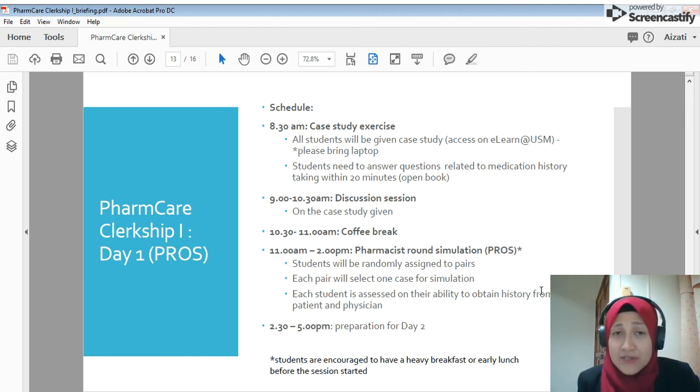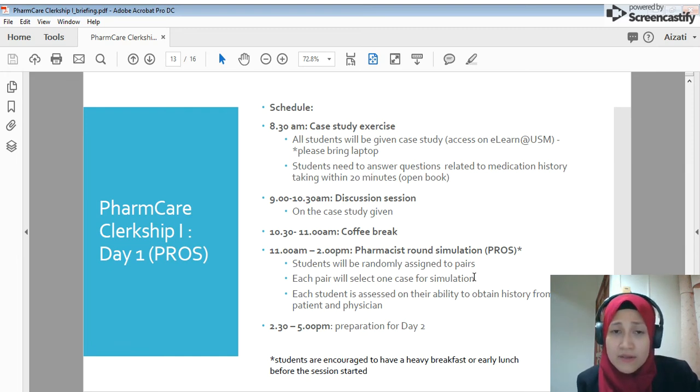In this CROSS session, you will be randomly assigned to pairs. It's not necessarily the same pair that you have in the hospital. We will randomly assign you to pairs, and you will be given several cases to choose from. You choose one, and each pair will do it one by one, starting with the first pair and then the second pair.